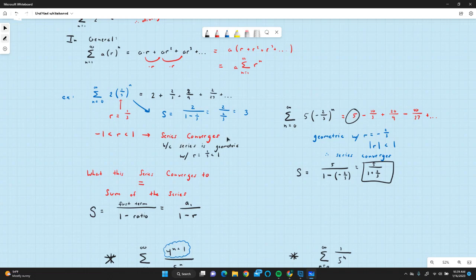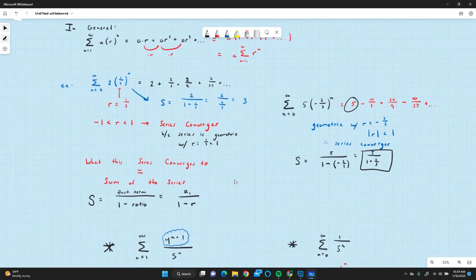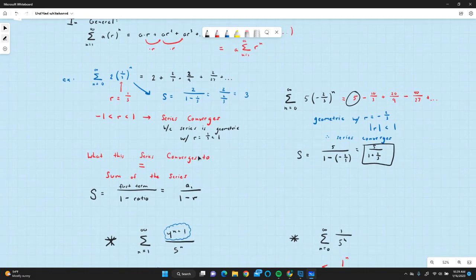And then here's the rule you must know. If the ratio is between -1 and 1, the series converges. So if you have a geometric series with r being 1/3, which is less than 1, we know that the series converges because the series is geometric with r equals 1/3, which is less than 1. Now, on top of that, if I know it's geometric and I know it converges, I can actually find what it converges to, aka the sum.